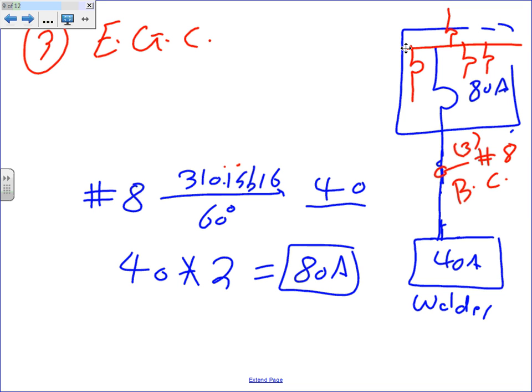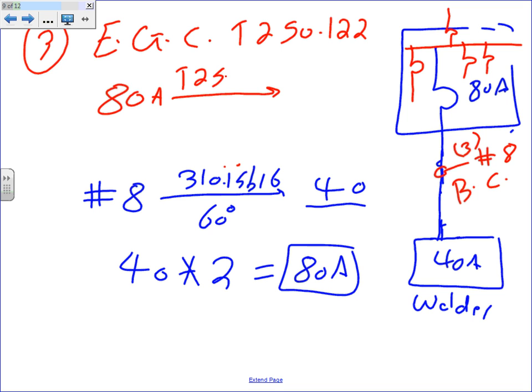Equipment grounding conductor. This is from table 250.122, and this is always sized based on the 80 amps. If you go to table 250.122, what would you get? What size conductor? Number 8. One conductor, number 8 AWG.